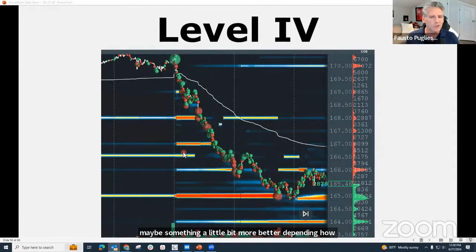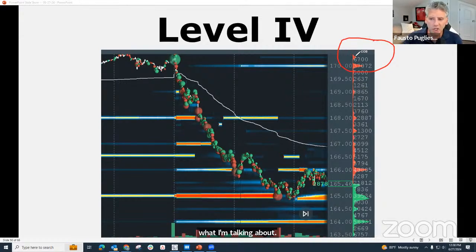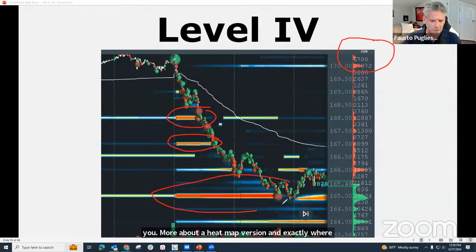But level 4, in a nutshell, is basically a heat map, which is, let me get my crayons here and show you what I'm talking about. Right here is basically called the current order book. That's basically the level 3 version. And level 4, which is right here, shows you more on a heat map version exactly where those orders are and where they're at. How long they've been out there, if they got executed, and so on.